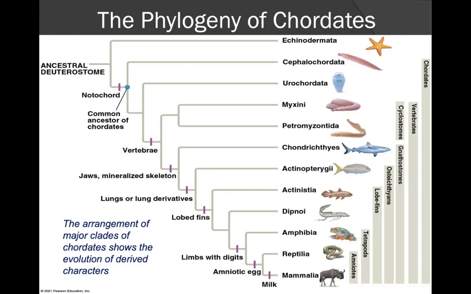These include the development of the notochord, development of vertebrae, a mineralized skeleton and the presence of jaws, lungs or lung derivatives that are consistent with the origin of animals onto land, the presence of lobed fins that eventually developed into tetrapods, limbs with digits, the presence of the amniotic egg, and the development of milk.